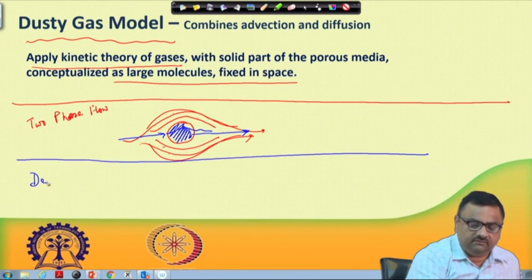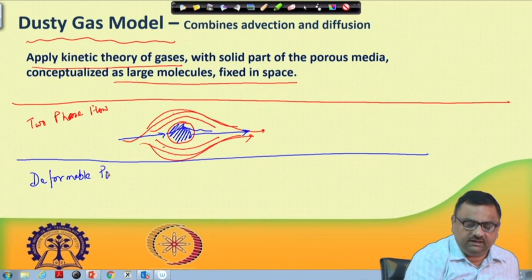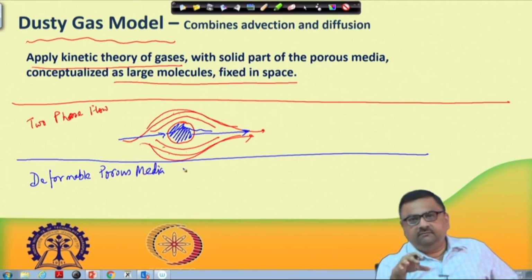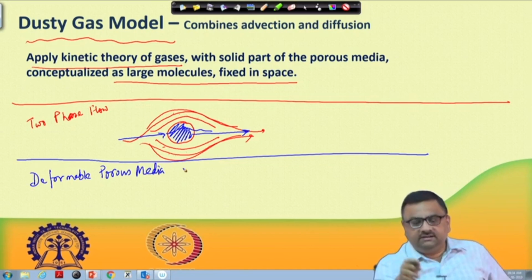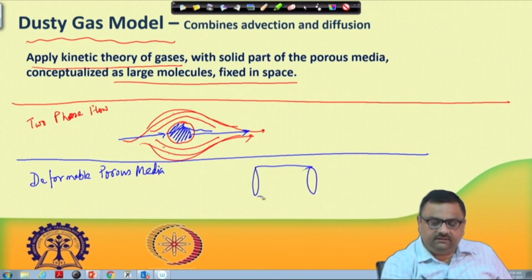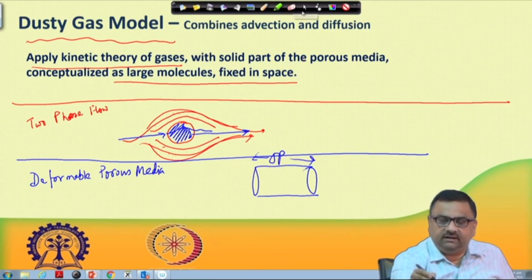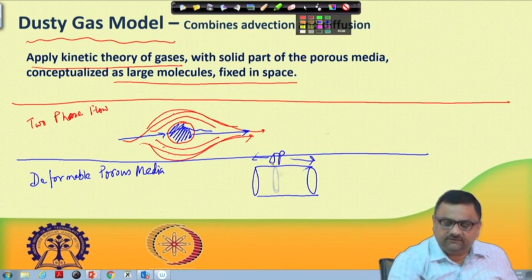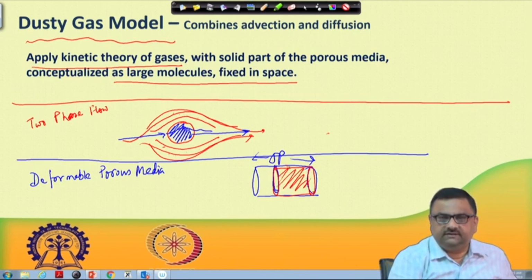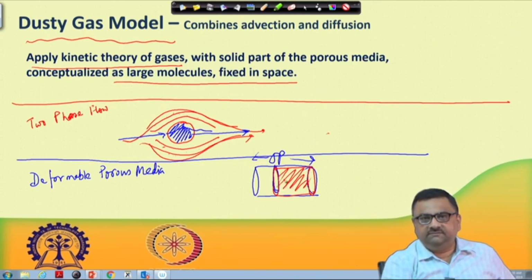Another situation we have, which is also another transport mechanism, is when the porous media is deformable. That means a porous medium whose porosity is changing. Suppose this is the porous medium, and I am applying a pressure of delta P across this porous medium. Because of this delta P, suppose this whole thing is shrinking. Let us say that after some time this becomes the porous medium. This has shrunk, this has been squeezed.